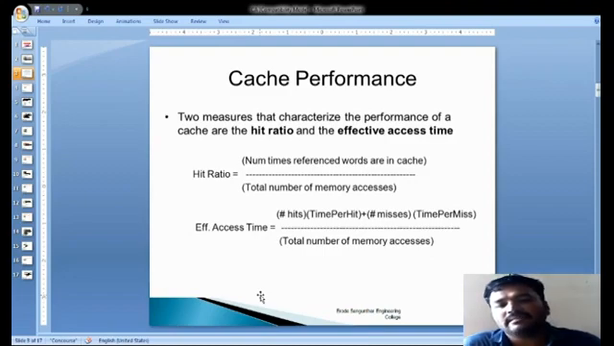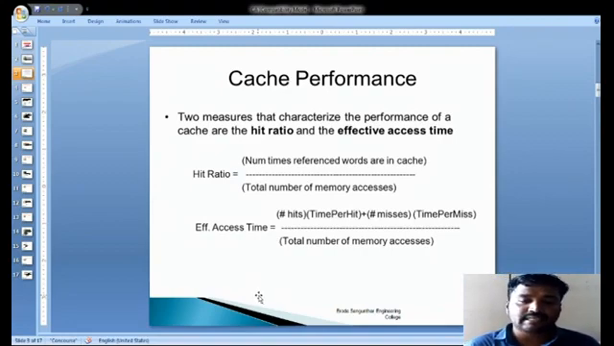Whereas effective access time is the total number of hits into time per hit, followed by the sum of the total number of misses and time per miss, divided by the total number of memory accesses needed for cache hit and cache miss. That is called effective access time. So access time is common, right? It needs a correlation between cache hit numbers and cache miss numbers also.